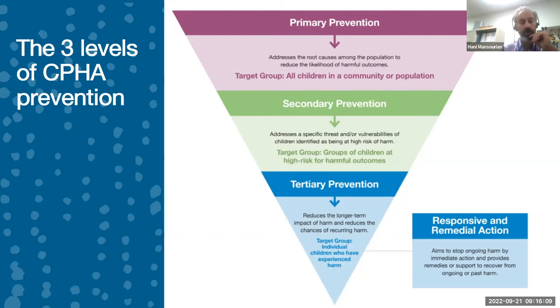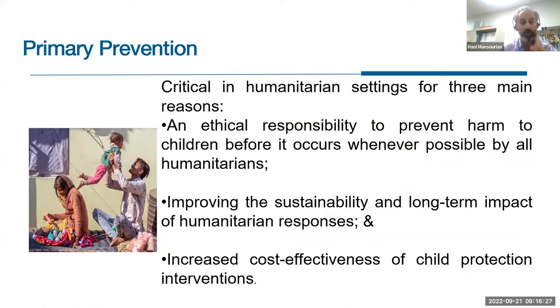So there will be a lot of examples of these across. We'll talk about individual areas of child protection, but if you can go to the next slide. Now, why is it critical for us to do primary prevention?